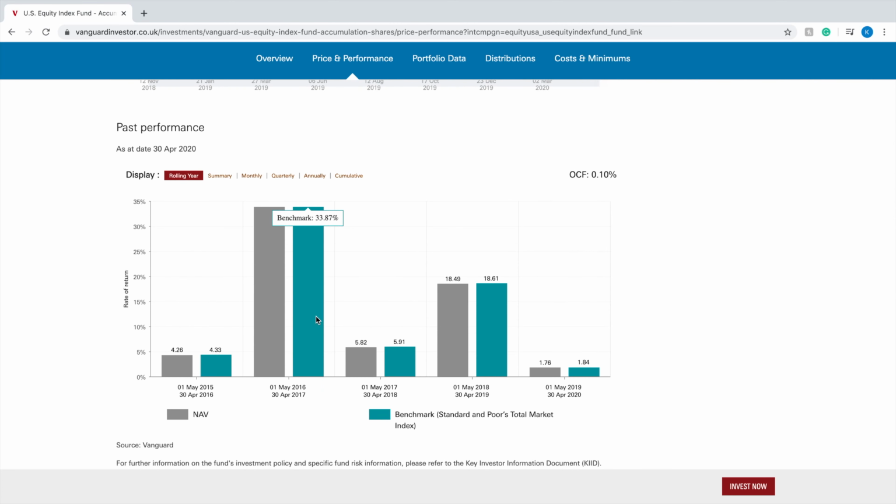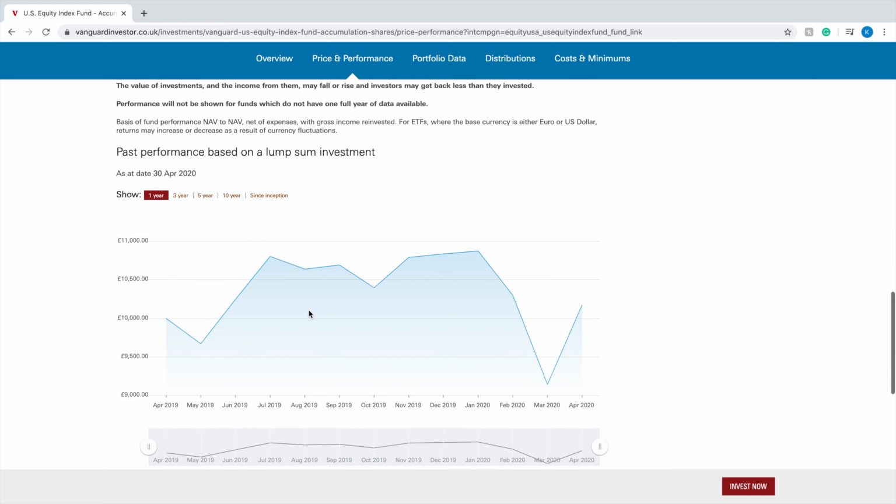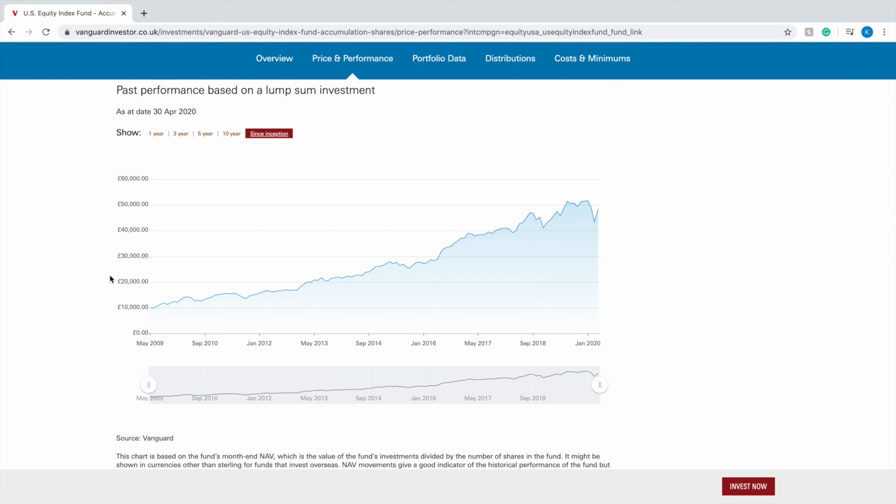Here you've got the performance, again comparing the benchmark against how the fund has actually done. And that's the overall sort of return. It's done over, since its inception in May 2009. So if you started in May and invested £10,000, the lump sum, today it would be worth something in the region of £48, call it £50,000 approximately.